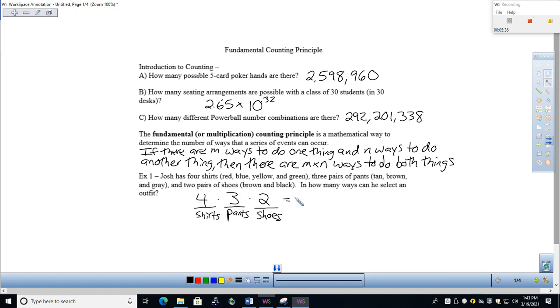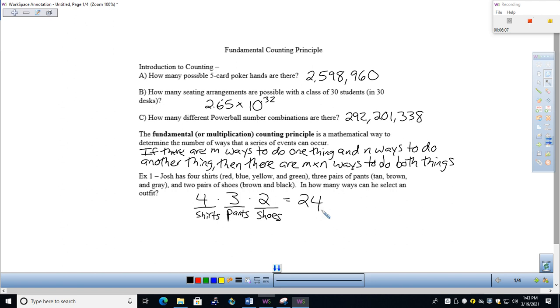So to create the outfit means he has to pick a shirt and pick a pair of pants and pick a pair of shoes. When I use the word "and" with counting, and we'll also see this in probability, by the way, when I use the word "and" as I'm thinking things through, that means multiplication. Shirt and pants and shoes. Multiply the possibilities at each step, and of course, that gives us 24.